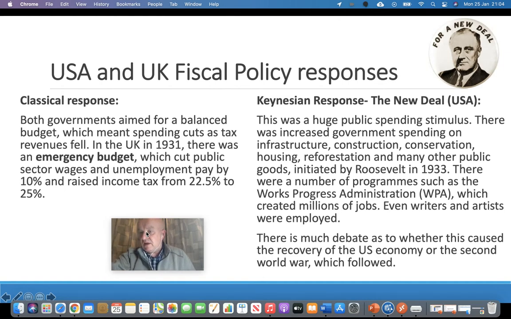So that was fiscal stimulus, if you like. But in terms of monetary policy, in this instance, a lot of people claim that the interest rates were too high at the start of the Depression. In the 1930s, the Federal Reserve cut the interest rate from 6% to 4%, but then increased it again in order to maintain the value of the dollar.